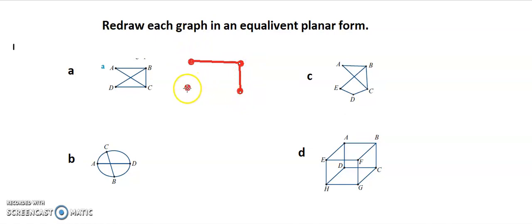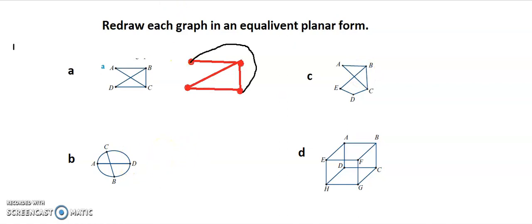It's only at this stage one I'm going to move, which is my line from A to C. All I'm going to do is, instead of cutting it through, I'm going to go around. And I've created an equivalent planar graph. Okay, let's look at B. B is the exact same.